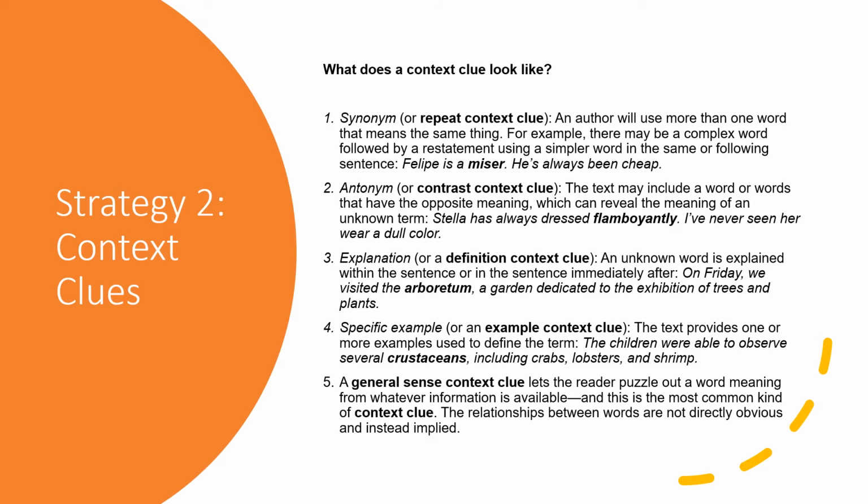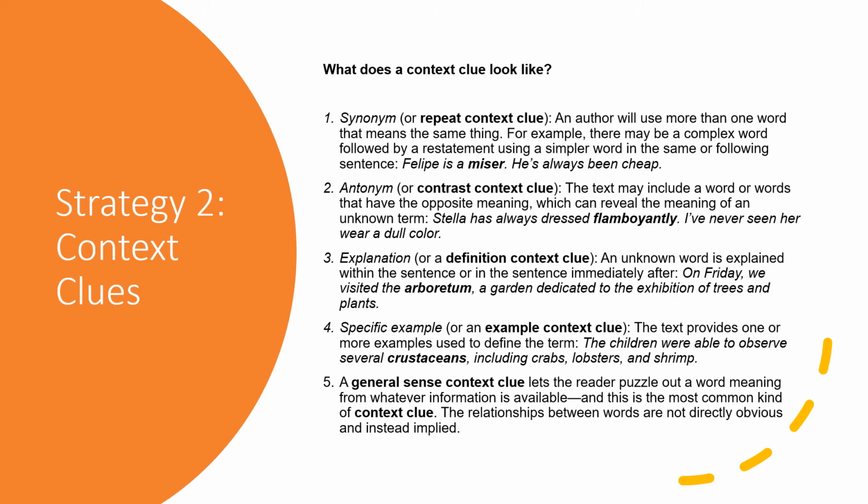So in this case, Stella must dress pretty colorfully. The third one is an explanation. This means that the author is going to provide an explanation somewhere near that unfamiliar word. So the example is, on Friday, we visited the Arboretum, a garden dedicated to the exhibition of trees and plants. So notice right behind it is that phrase that lets us know what that vocabulary word is.